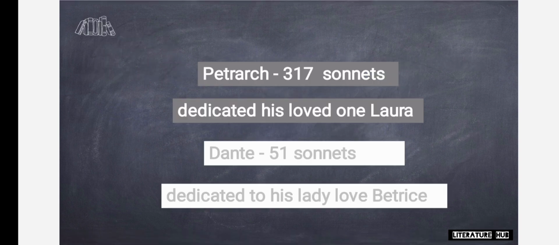Petrarch composed approximately 317 sonnets, and these sonnets were dedicated to his beloved Laura. In Italy, Dante also wrote 51 sonnets, and these 51 sonnets were dedicated to his beautiful beloved Beatrice.